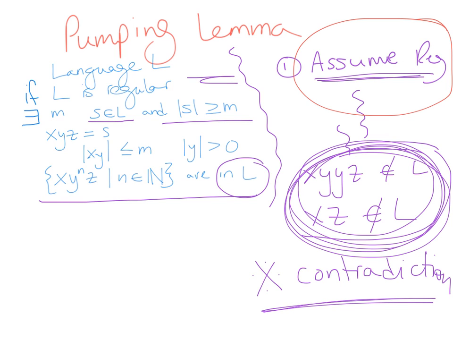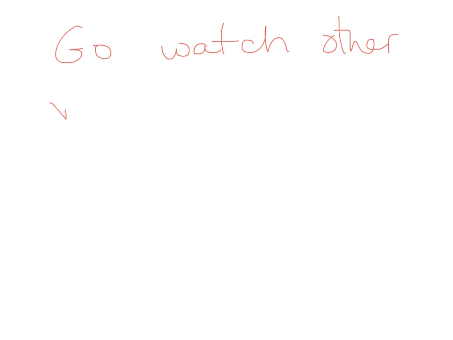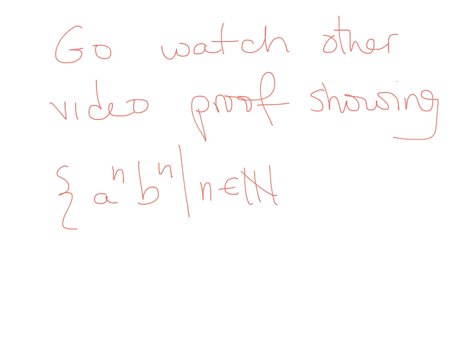Okay? So you can look back at the first proof we did in the other videos to show that the language a to the n, b to the n is not regular. Right, so I'm not going to rewrite that again. I'm just going to say go watch other video, proof showing that the language a to the n, b to the n, such that n is in the natural numbers, is not regular. Okay, pause this video now. Go watch that other video. Okay, you should have watched it already. Go watch it again. After you are done watching it, come back here and keep going.